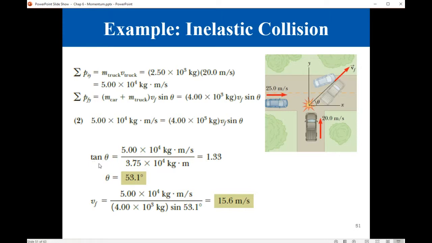We get for tan theta 1.33. This means theta is 53.1 degrees. So now we know what theta is. And we substitute that angle for theta and solve for v final. When we substitute the numerical values, we get 15.6 meters per second. So I hope now we have a clear understanding of the conservation of momentum principle and how to apply it during collisions.